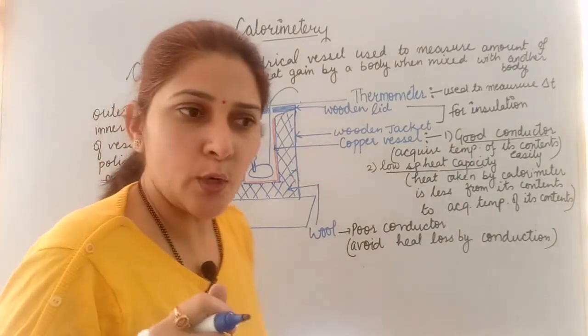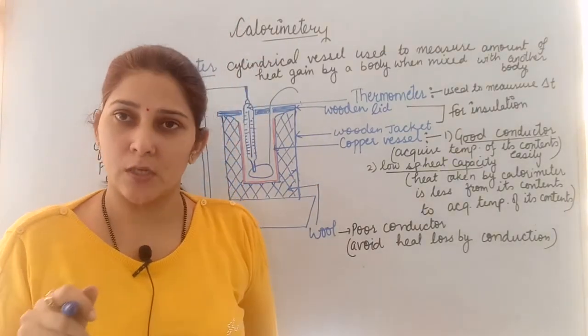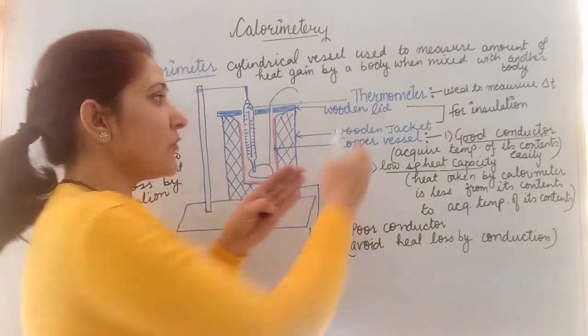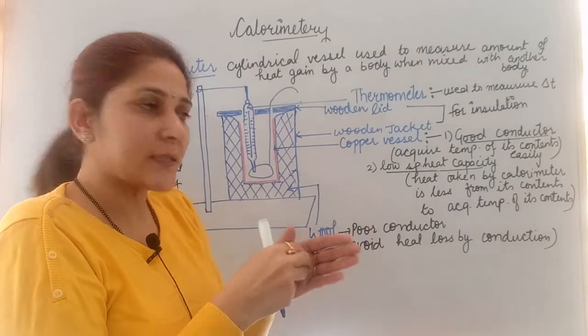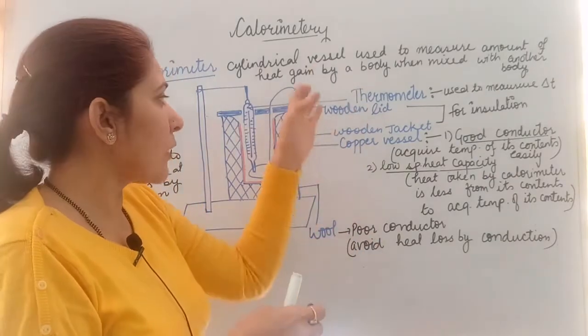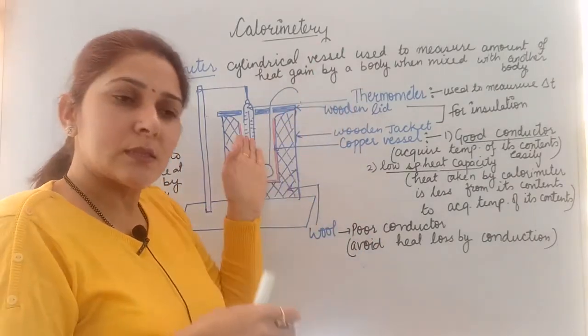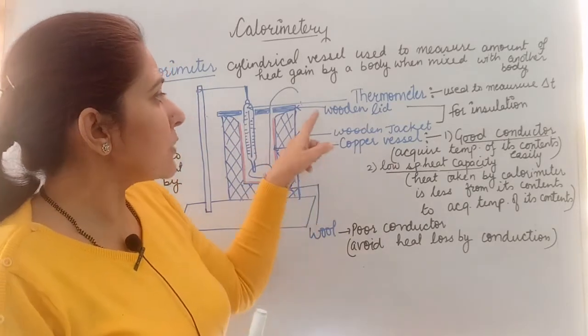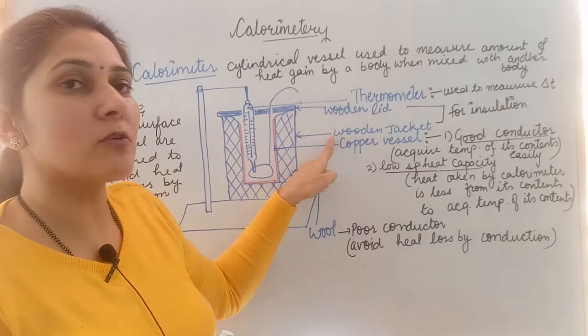Why are we using wood here? To provide better insulation. If there is better insulation, there is less exchange of energy with the outer surroundings. Means the temperature present in the outer surroundings is not going to affect the contents present inside the calorimeter. So to provide better insulation, we are using a wooden lid and a wooden jacket.